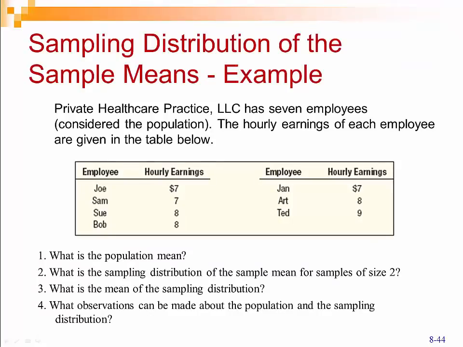So we have Private Healthcare Practices LLC, which has 7 employees, and that's the population. We're only using this as an example so we can see how we construct this, but we would not need to do any sampling if we have only a population of 7. The hourly earnings of each employee are given in the table below, and these are the questions we want to answer. You can pause if you want to read them. Let's start answering those questions.